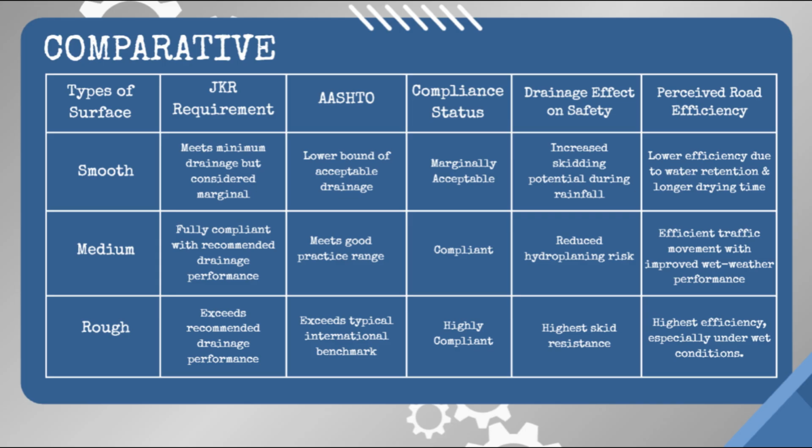A rough surface offers the highest possible skid resistance, which is excellent for critical locations like sharp curves, approaches to toll plazas, or steep gradients where maximum grip is needed. In summary, while smooth pavements may seem adequate on paper, they represent a compromise on safety. For overall efficiency and compliance with both JKR and international standards on Malaysia's wet roads, medium textured surfaces provide the optimal balance, and rough surfaces offer maximum safety where it is most critically needed.